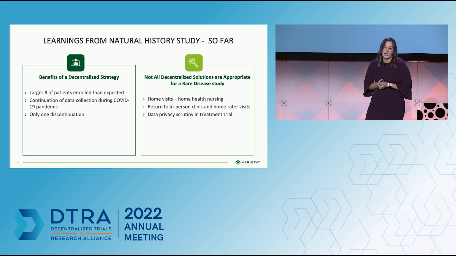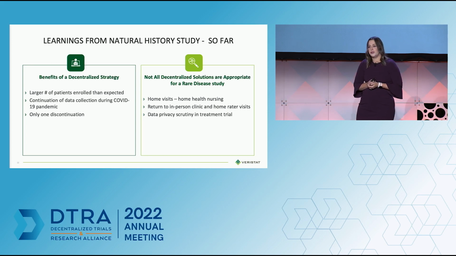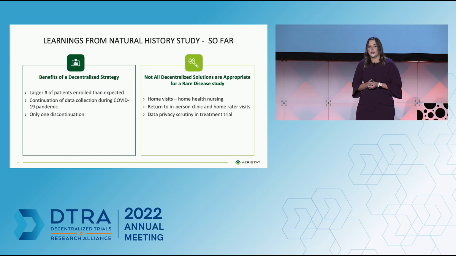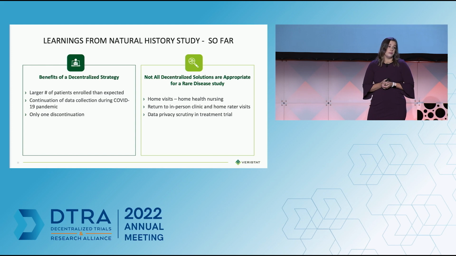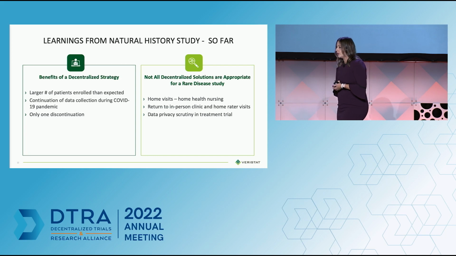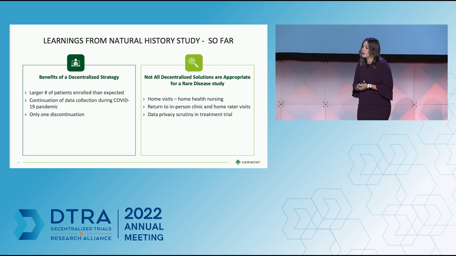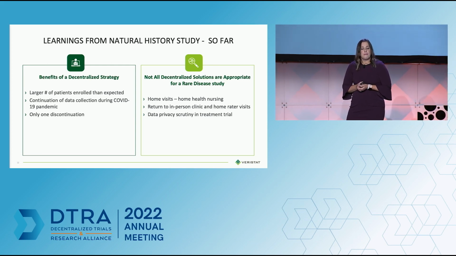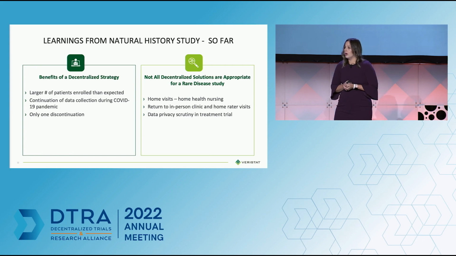Of those 52 patients, we've had 1 discontinuation. And I think that really speaks to the care that we've put into understanding our patient population and making sure that the solutions we have in place really work for them. We also recognize that not all decentralized solutions are appropriate for every population, for every study. Although we planned home health nursing from the very beginning, as a result of the pandemic, it hasn't really panned out, hasn't come to fruition. And so that's something that is considered for our treatment trial, but not really part of our natural history study as of yet.